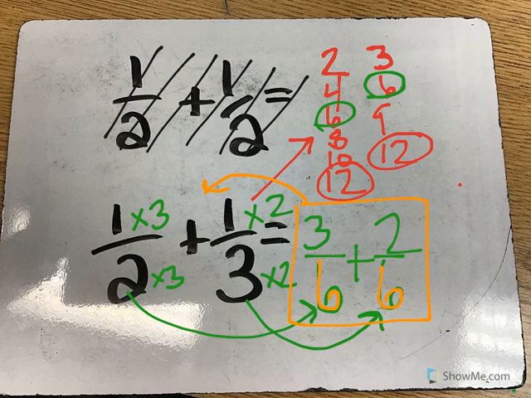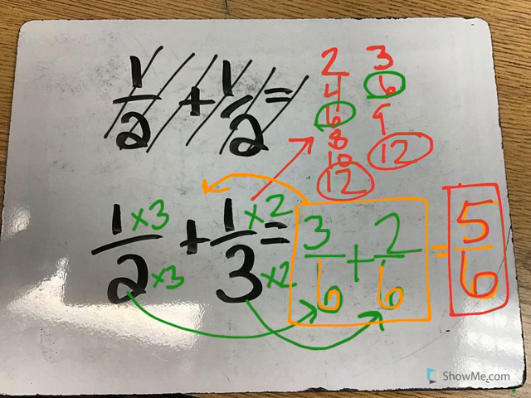Okay? Once I'm at this point, I can add. 3 plus 2 is 5, and 6 plus 6, that's right, it's 6 because the denominator does not change, and that is my answer, 5 over 6. I cannot simplify it.